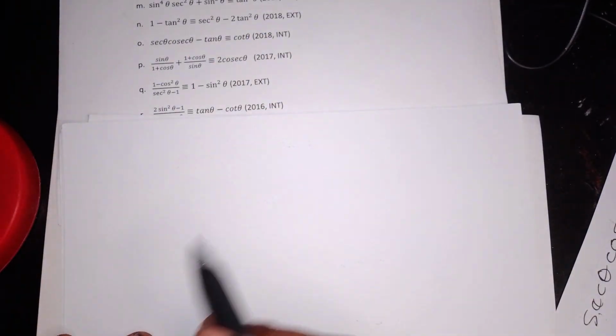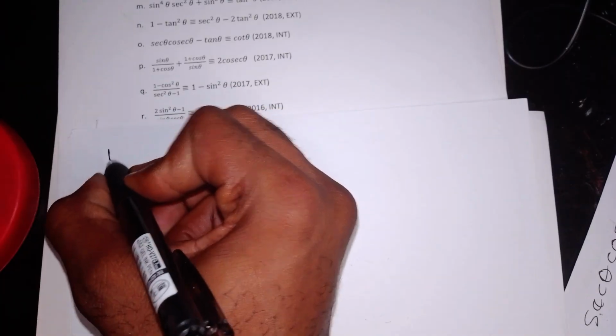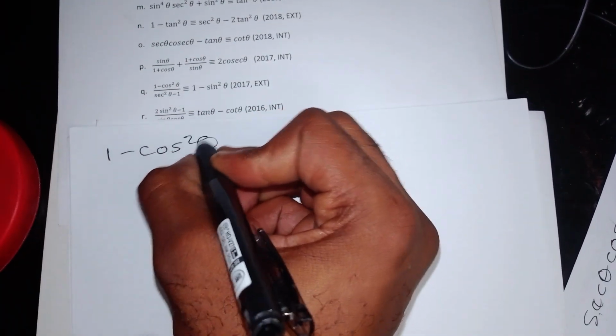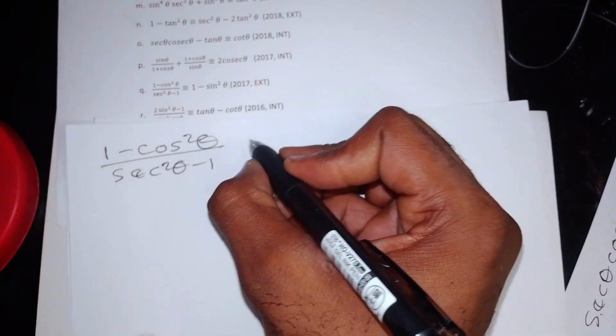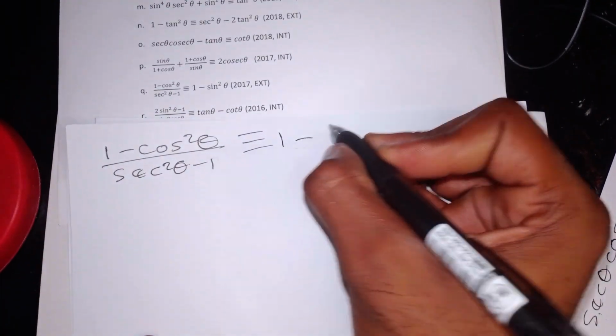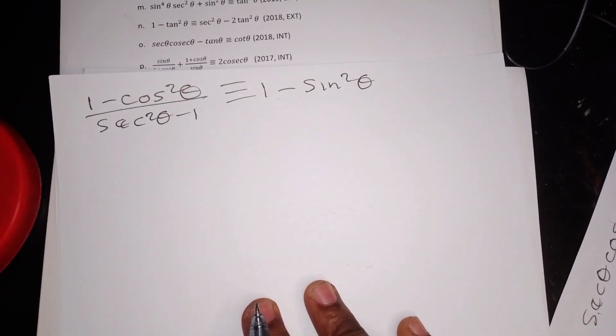And then next we have 2017 still. This is external. So this one is 1 minus cos squared theta over sec squared theta minus 1, and this is equivalent to sine squared theta, 1 minus sine squared theta.